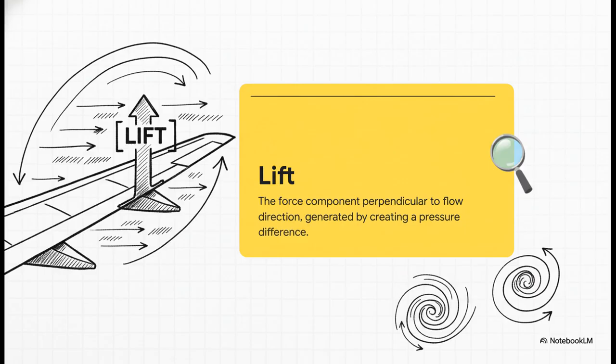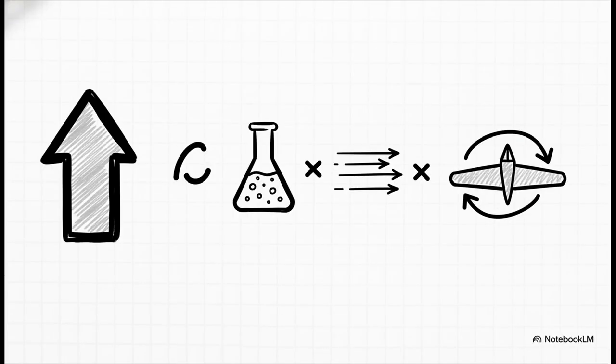By carefully shaping something like a wing or an airfoil, we can create a pressure difference between the top and bottom surfaces, and that difference generates the upward force we call lift. And there's a beautiful equation that describes this relationship perfectly, the Kutta-Joukowski equation. It basically tells us that the amount of lift you get is a product of three things: how dense the fluid is, how fast you're moving through it, and how much circulation you're creating around the wing. The more of each of those you have, the more lift you get.